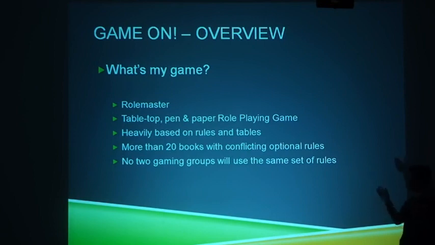We have more than 20 books with conflicting optional rules. There are even, I think, 7 books that are all optional rules. So no two gaming groups will use the same set of rules, and even my group has changed which rules it considers canon or core as the years went on. So what I decided was that it was a good idea to make Smalltalk learn the rules, so that then it could help me remember the rules.